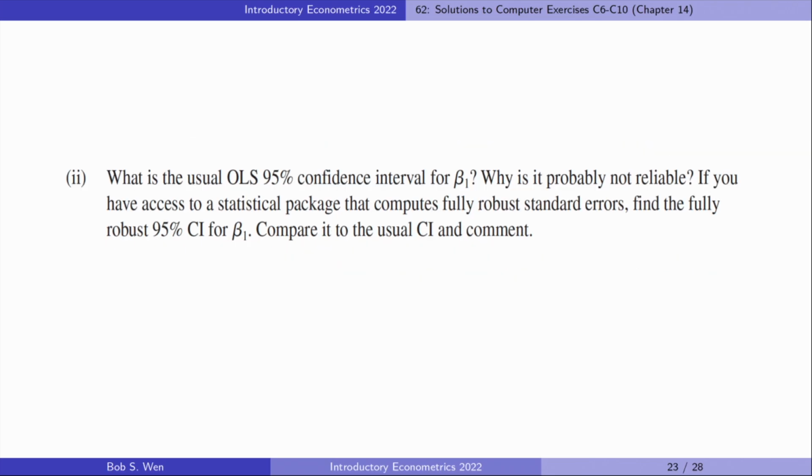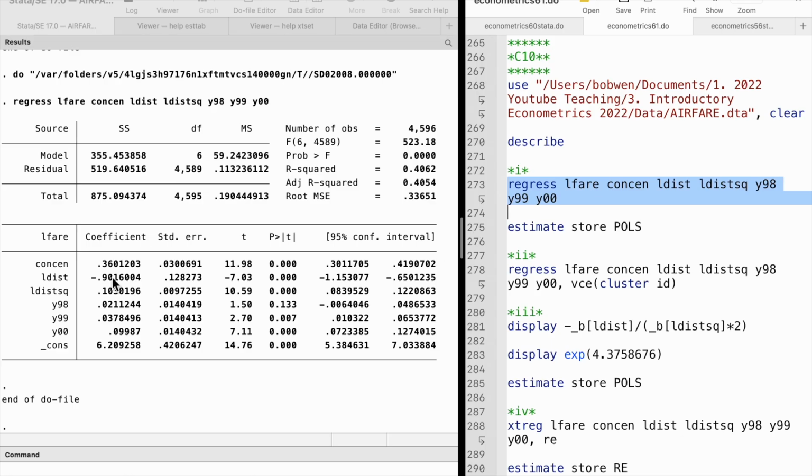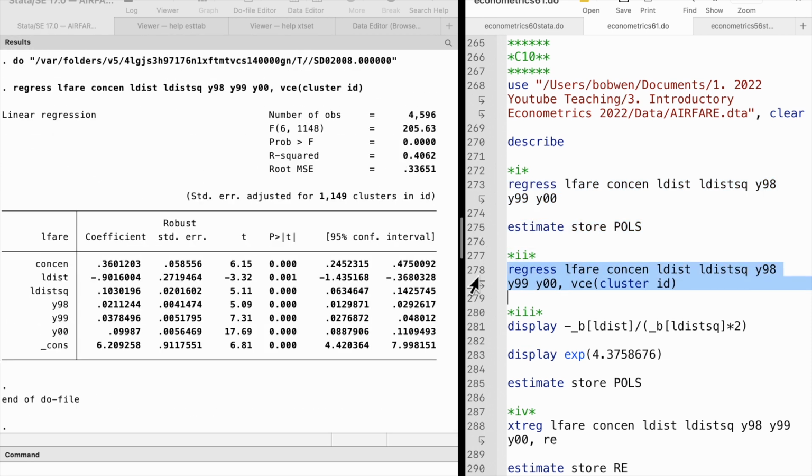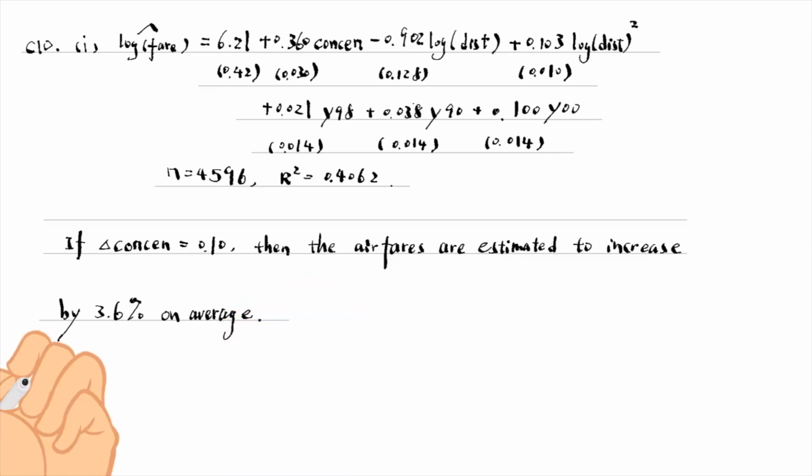In part 2, we compute the usual OLS 95% confidence interval for beta 1. Why is it probably not reliable? We will compute the fully robust 95% confidence interval, compare it to the usual confidence interval, and comment. We use the variance covariance matrix option to specify the standard errors robust to heteroscedasticity and serial correlation.